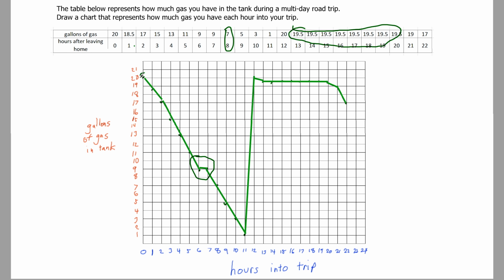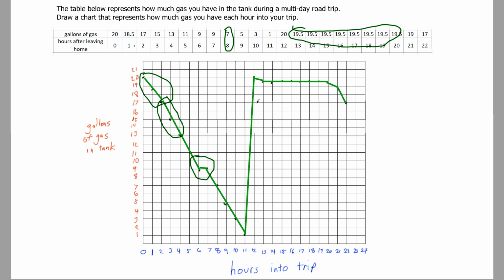And this part up here where you're burning gas a little bit more slowly than you are here, you could imagine that you're going through your local traffic in your city, so you're going slower than you are here, so you're not burning gas as quickly. And then this big spike here would be when you're almost out of gas, so you stop and you fill up your tank again.